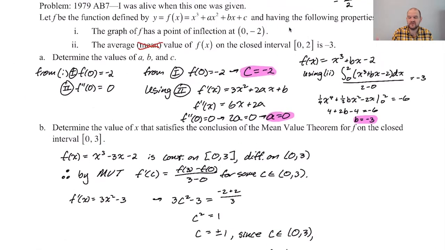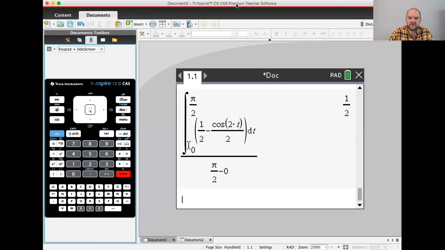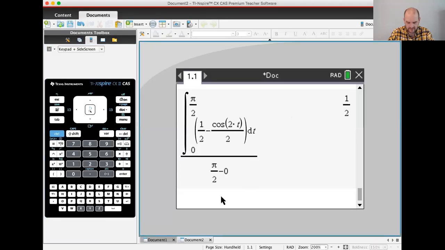I'm going to do it on the calculator, even though in 1979 there was 0% chance that you were going to use a calculator on this, because calculators had not come into being quite yet, at least not this type of calculator. Where'd this go? Oh, I'm on the wrong page. Hold on, I'm moving it. Okay, should be back. I hope it's back.